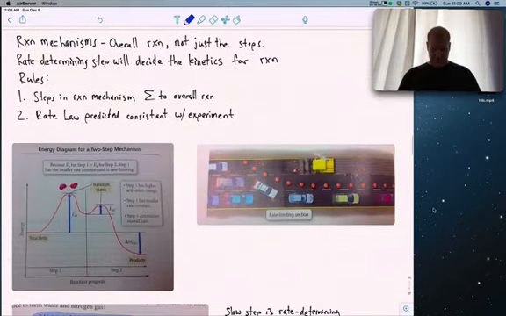Okay, moving on to reaction mechanisms. So reaction mechanisms, it's the overall reaction, not just the step. And the slow step is what determines the kinetics for the reaction.